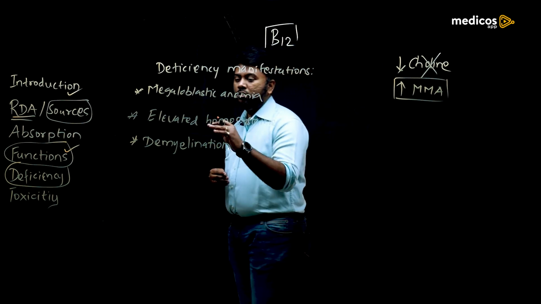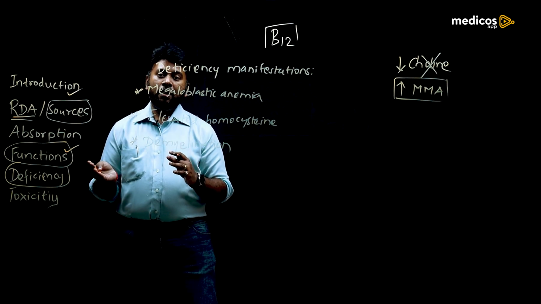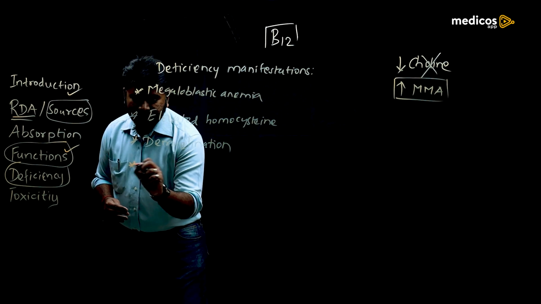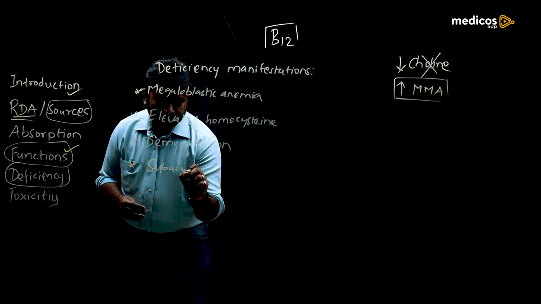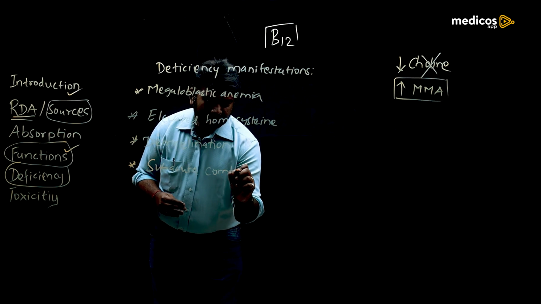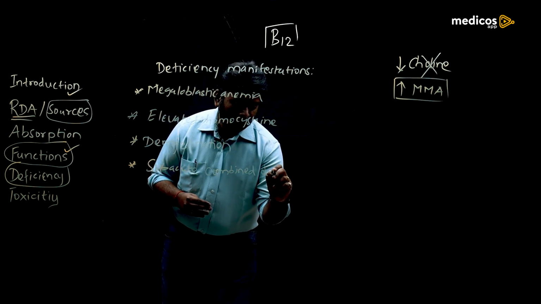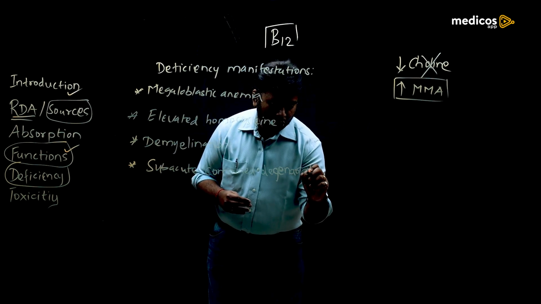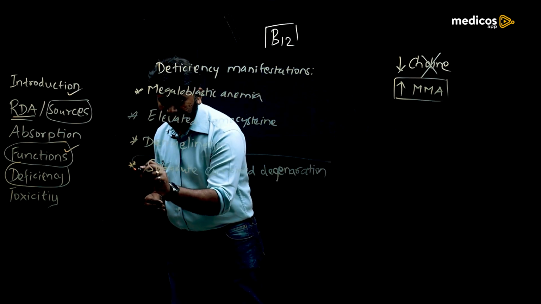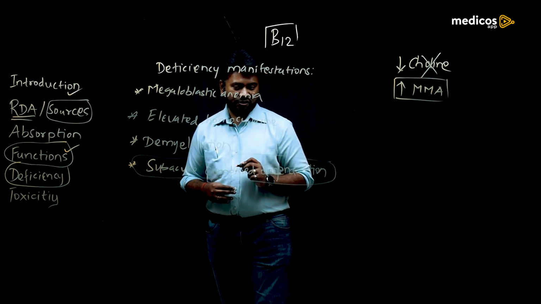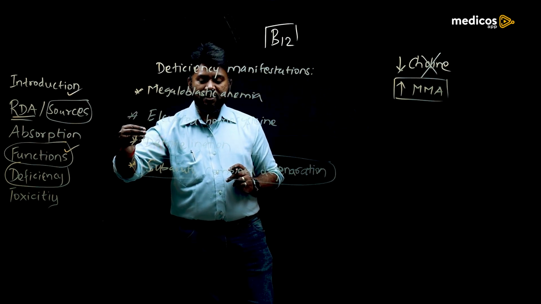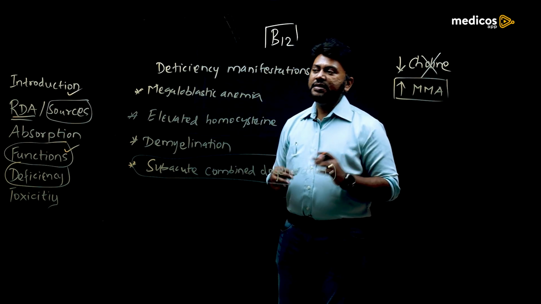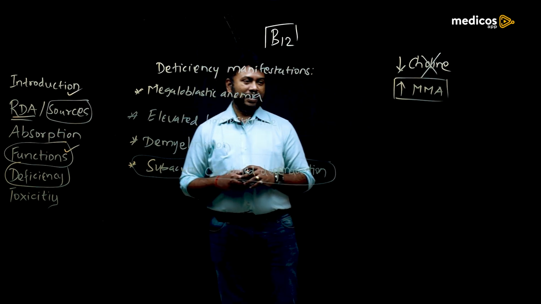acid deficiency. Okay, so this demyelination can affect both the sensory pathways and also the motor neuron pathways. That's why this condition we call subacute combined degeneration. So along with symptoms of folic acid deficiency, you will also be getting this important neurological manifestation in vitamin B12 deficiency. So you will be getting symptoms of folic deficiency and along with that you will be getting subacute combined degeneration. These are the major clinical manifestations you will get in vitamin B12 deficiency.